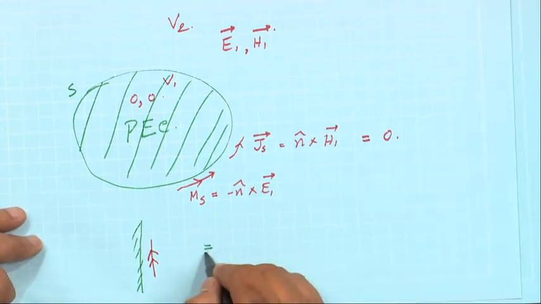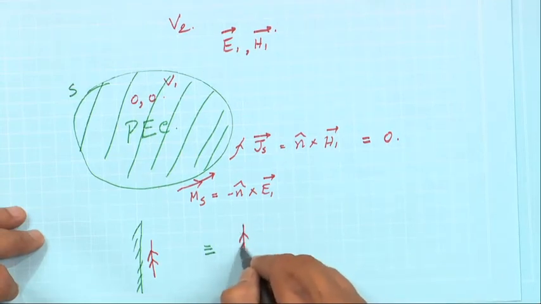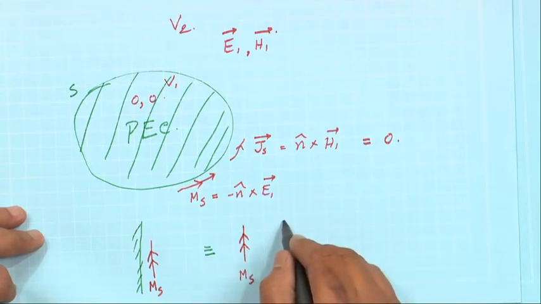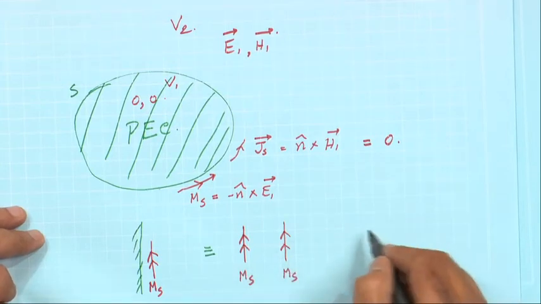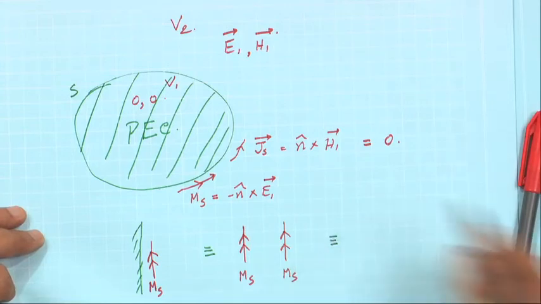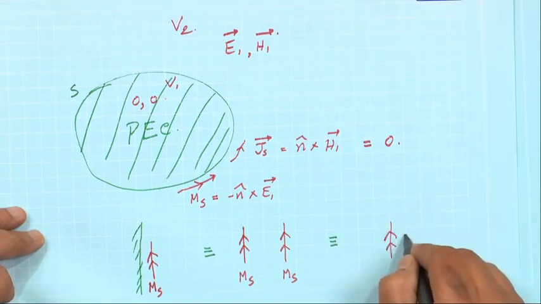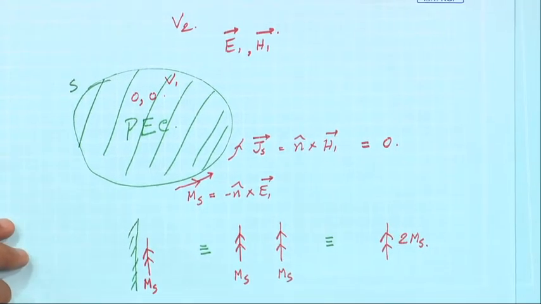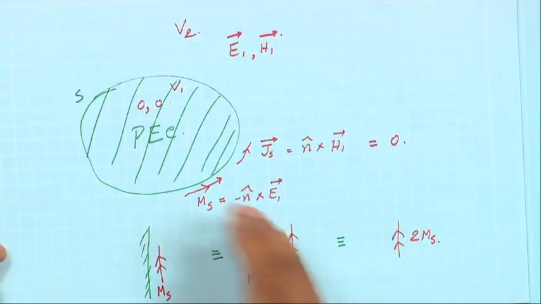So, image theory will give me that I do not have a PEC. Sorry, I should write Ms. So I have Ms, I do not have anything, I have the original Ms like this. This is the image. So equivalently I will have 2 Ms radiating in unbounded space. So I can use the formulas. That means this is done.